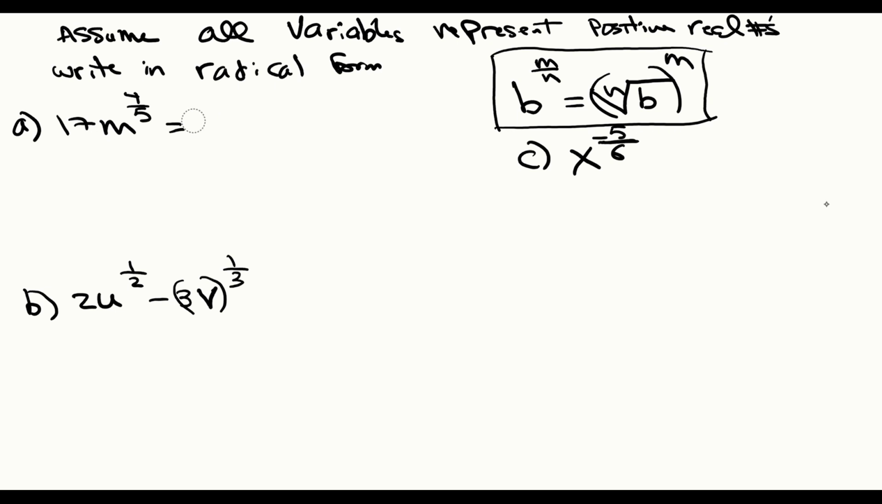So we go ahead and carry the 17, and then we multiply it by the 5th root of m, and then raise that to the power of 4. Of course, we could have also written it as 17 times the 5th root of m to the 4. That's perfectly correct as well. Usually they'll specify which of those two forms they want. For example, they'll say write it in the form where you take the root first and then raise to the power.